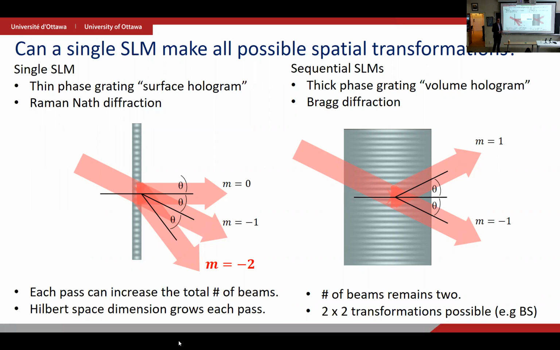So in Bragg diffraction, you can create transformations that will couple these two states, these two different directions of light. And so you can create 2x2 transformations, analogous to what a beam splitter would do. Whereas here you can't. There's just no way of limiting your Hilbert space with a single plane.